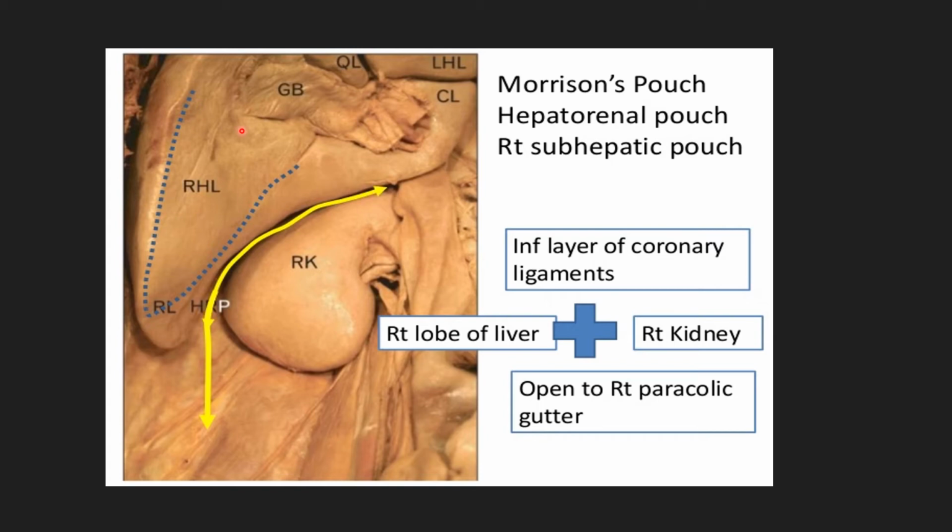And this one is the right lobe of the liver, and this is the right kidney, and this is the gallbladder. Over here there will be the inferior layer of the coronary ligament, and this is the right kidney, and the space between them is known as the hepatorenal recess, and you see inferiorly it is opening into the right paracolic gutter.